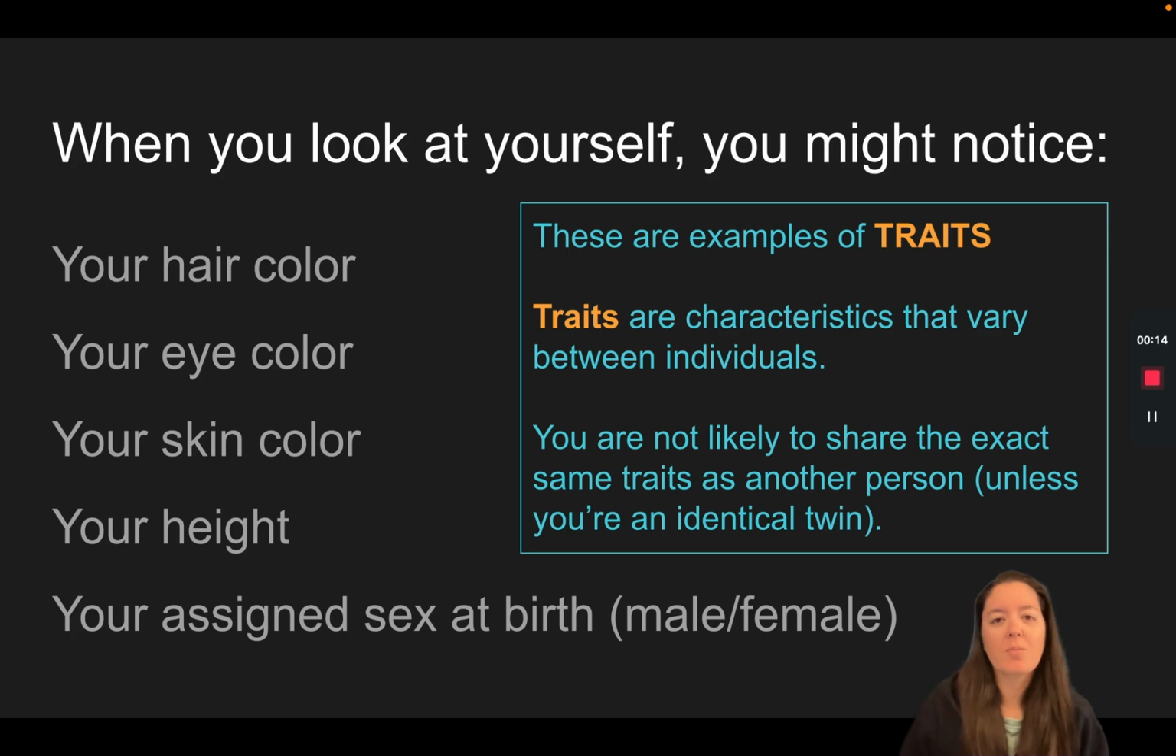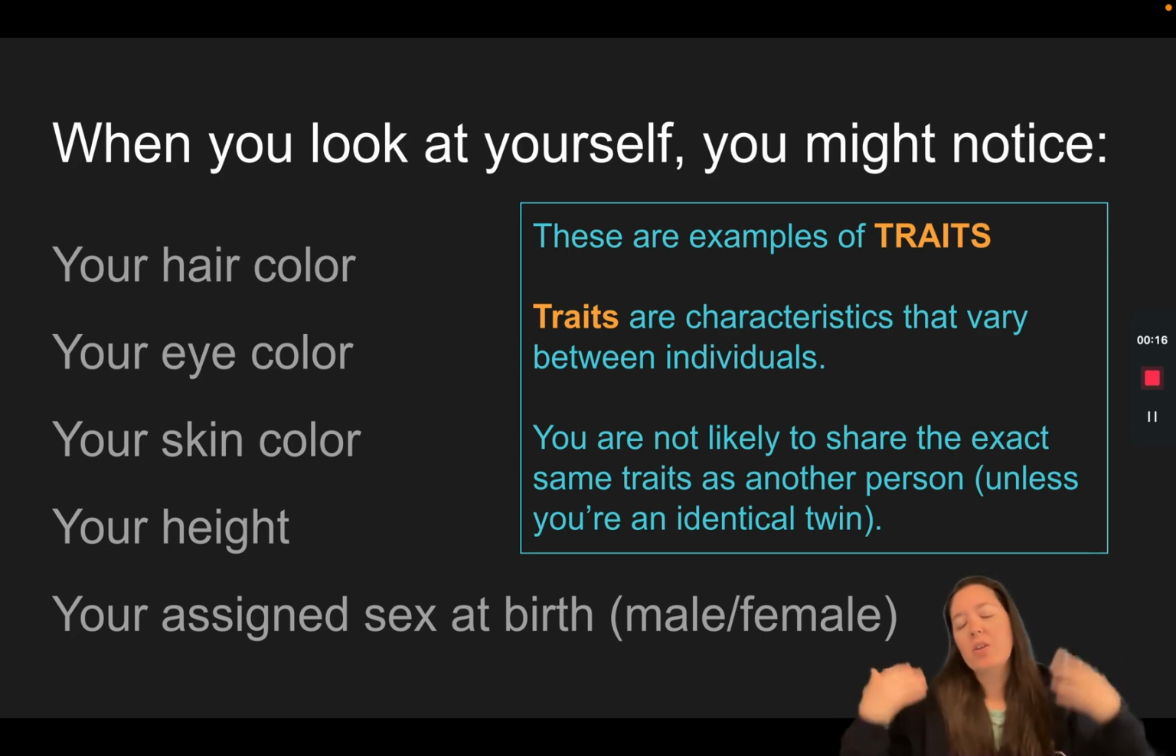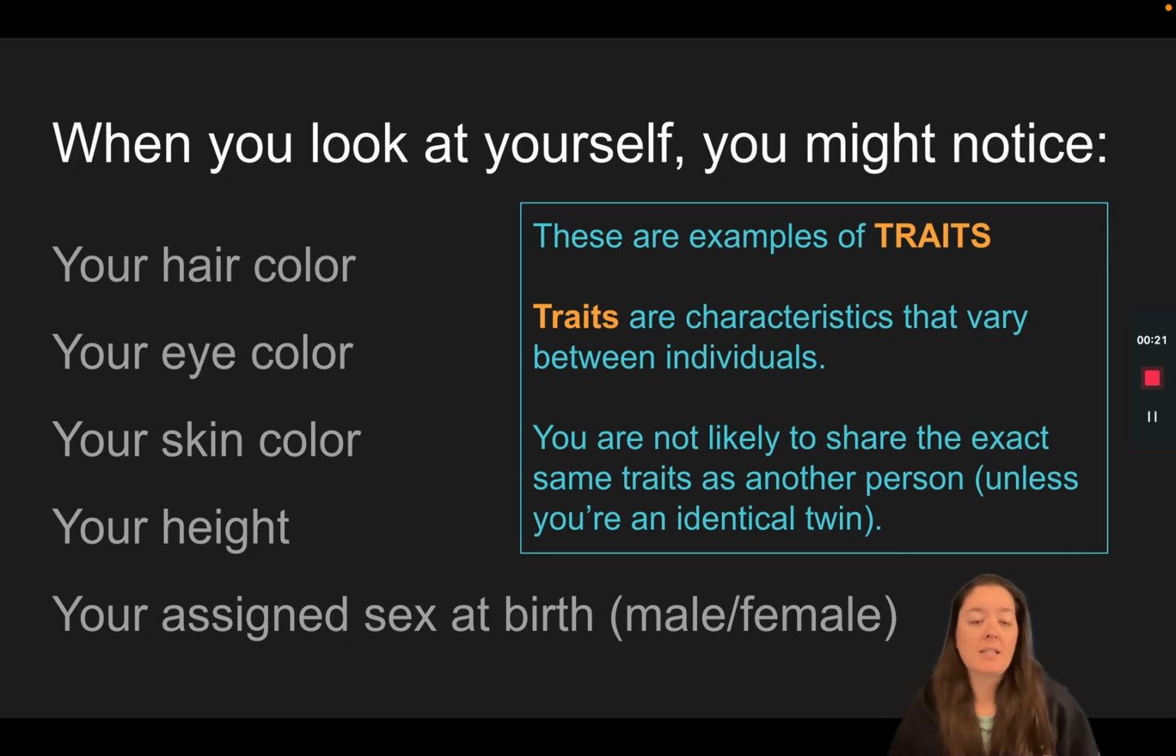When you look at yourself, you might see some different traits. Your hair color, your eye color, your skin color, how tall you are, any assigned sex at birth, male versus female. Lots and lots of different things about the way you look are traits. So traits are those characteristics that vary between individuals. You're not very likely to look exactly like somebody unless you're an identical twin.